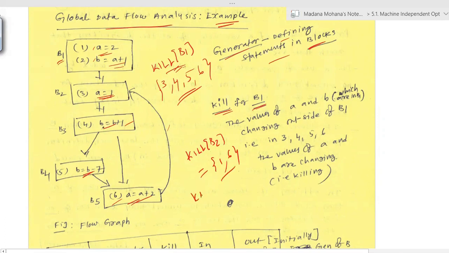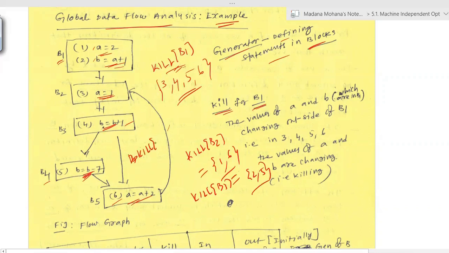Then similarly, KILL of B3. In block 3, what is the statement? B equal to B plus 1. B is defined outside of B3, in the B1 second statement, killed. Why? Because it is a different definition. So therefore the second is killed. Then again, B is used in the B4 fifth statement, 5 is also killed. Only 2 places. So 2, 5.